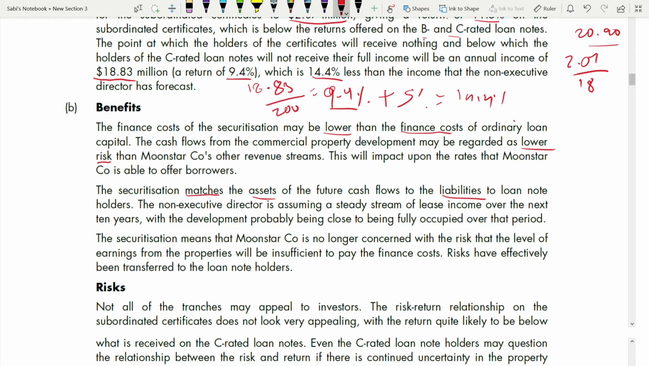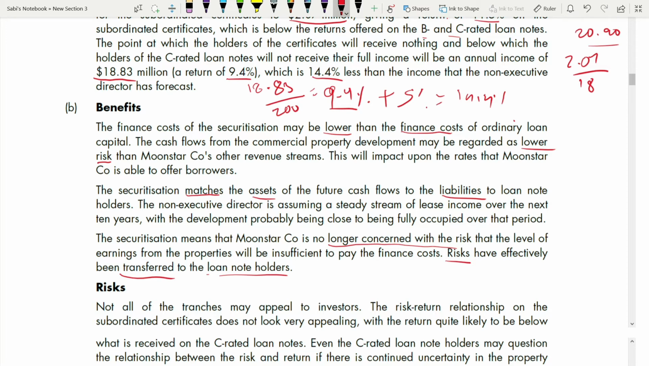Okay, the securitization means that Moonstar is no longer concerned with the risk. With securitization, the risk that the level of the earnings from the properties will be insufficient to pay the finance cost, right? They don't have to be worried about that risk, whether they are getting enough earnings from the property, or whether their earnings are insufficient to pay the finance cost. But if you are taking a loan, you will be in trouble. You have to worry about whether you are able to pay your interest on time and all those things. So what happened in securitization was risk has effectively been transferred to the loan note holders. That's what happened in securitization.